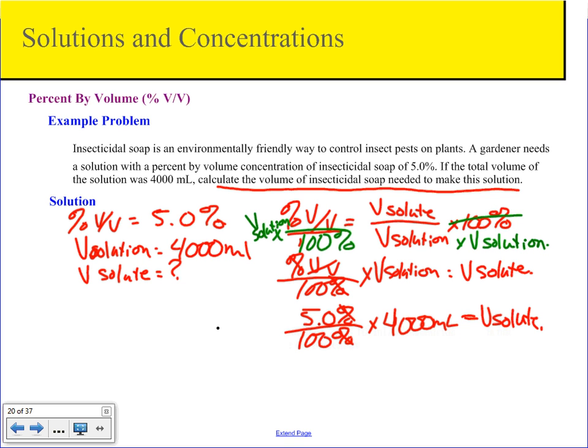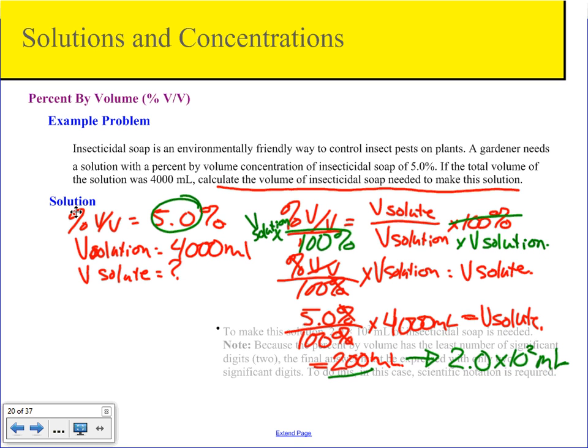Okay, and if I put this into my calculator, I take 5, divide it by 100, I get 0.05, and I times that by 4,000, I'm going to get 200 milliliters. Now, here's where the problem comes. If I look here for significant figures, I've got 2. My answer has come in 3. So I need to report this using scientific notation, so this now becomes 2.0 times 10 to the power of 2 milliliters. And that means the same thing as 200 milliliters.